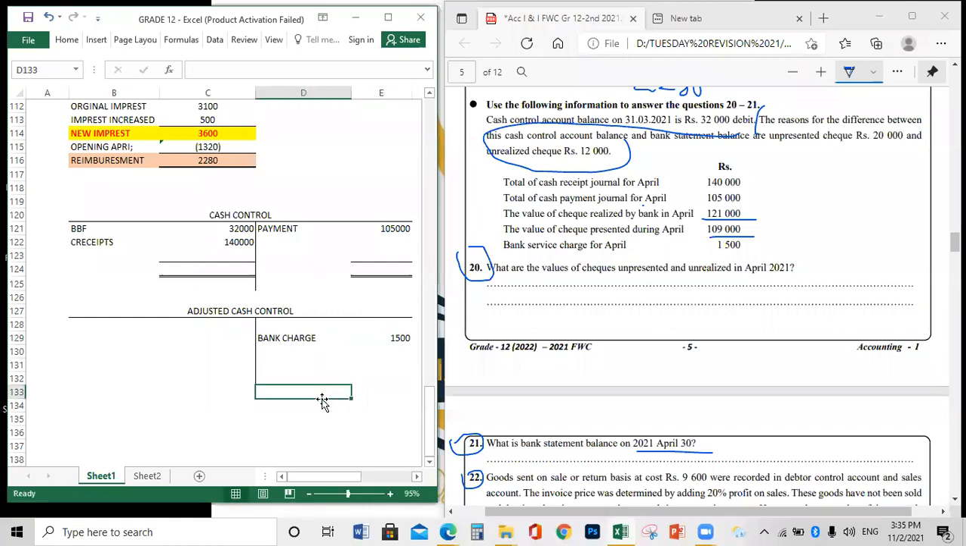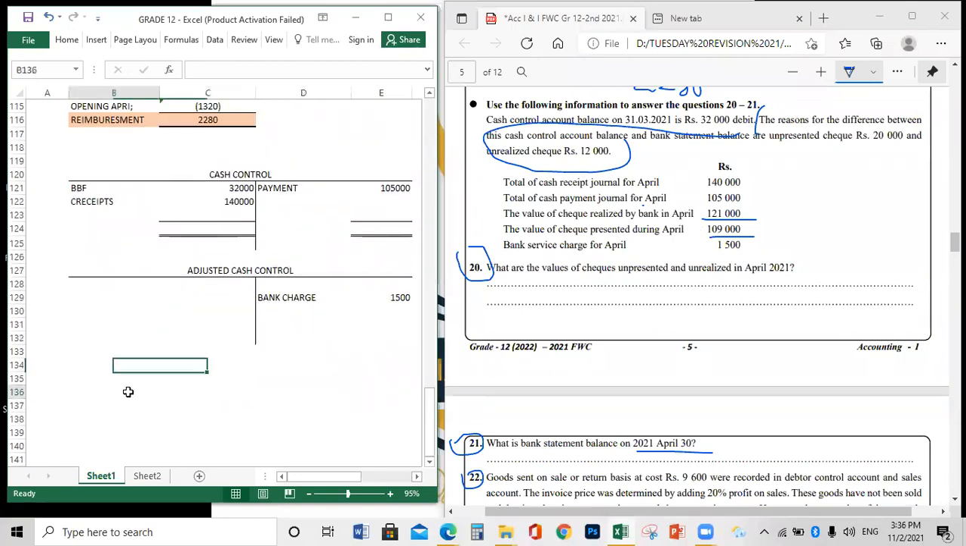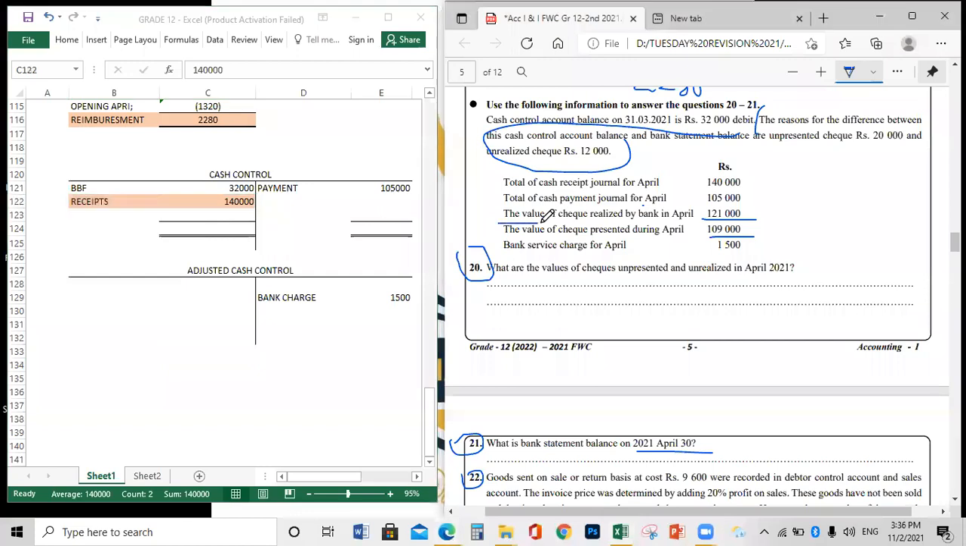1,500. Okay. So now what you can do is, guys, they say the value of checks presented and the value of checks realized is given. Now see, guys, you have how much of receipts? The receipts you have is 140,000. The value of checks realized is 121,000.